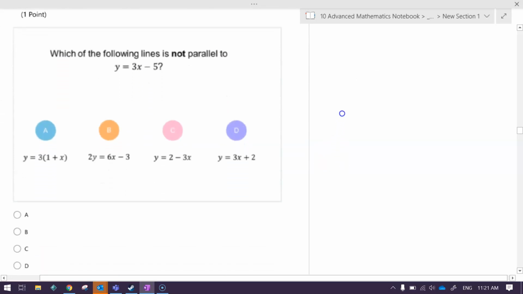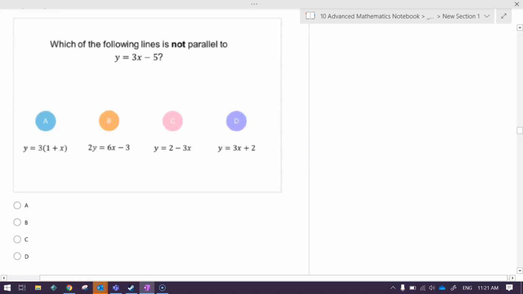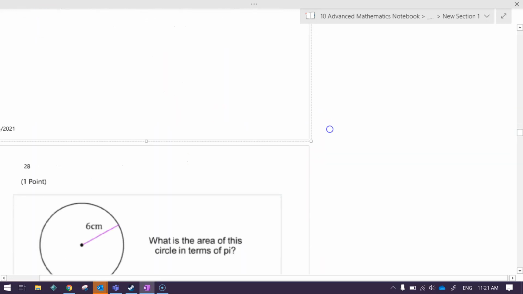Question 27. Which of the following lines is not parallel? That has a gradient of 3. This one, if I expand the bracket, 3 times x is going to have a gradient of 3. Next one here, 2y equals 6x. If I divide everything by 2, y equals 3x. I don't need to finish it off. That has a gradient of 3. y equals 2 minus 3x has a gradient of negative 3. That's going to be the one that's not parallel. The last one you can see is definitely parallel as well with a gradient of 3, so we know we got it right.